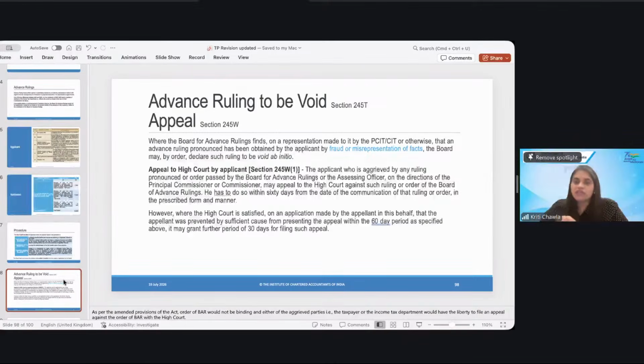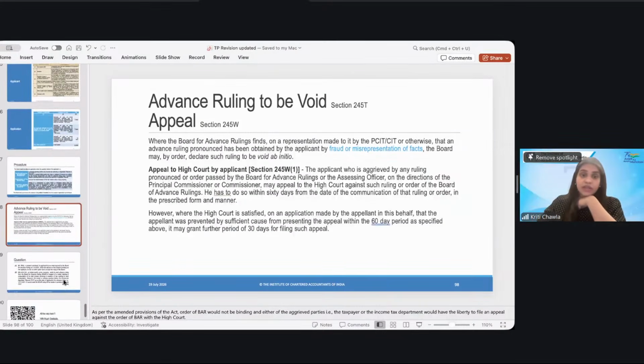Now, 245T says that where the Board of Advance Ruling finds, on a representation made to it by the PCIT or the CIT or otherwise, that an advance ruling which is pronounced has been obtained by the applicant by fraud or by misrepresentation of facts, the board may, by order, declare such ruling to be void ab initio if it is obtained by fraud or misrepresentation.